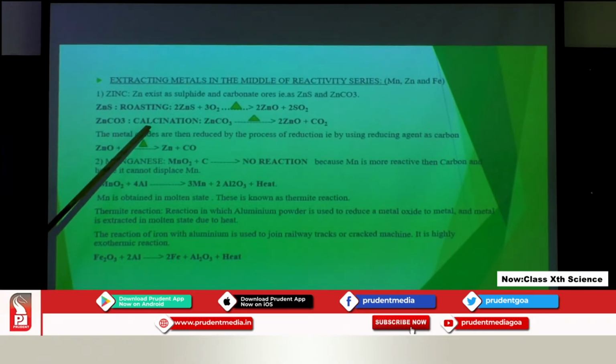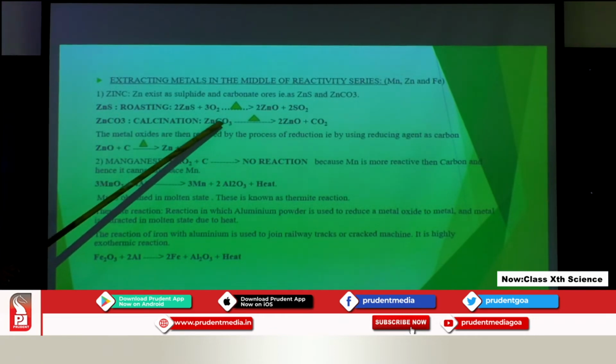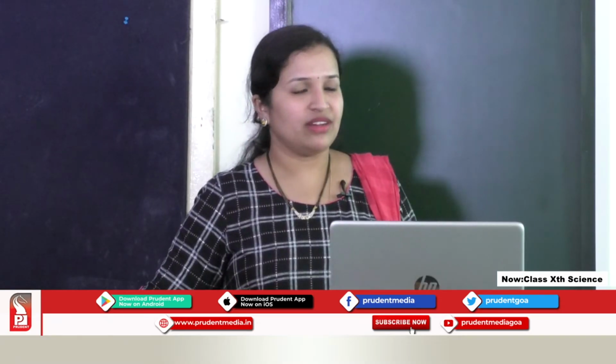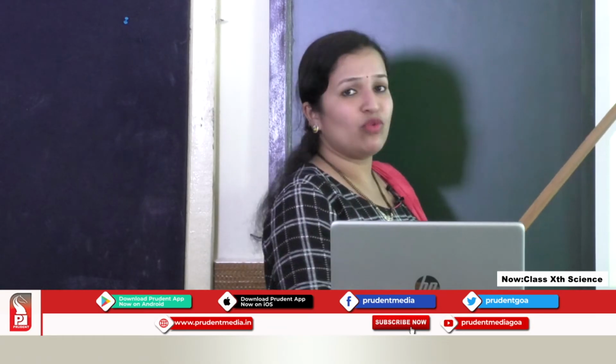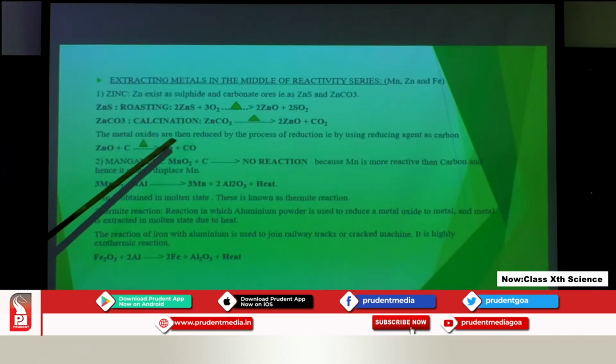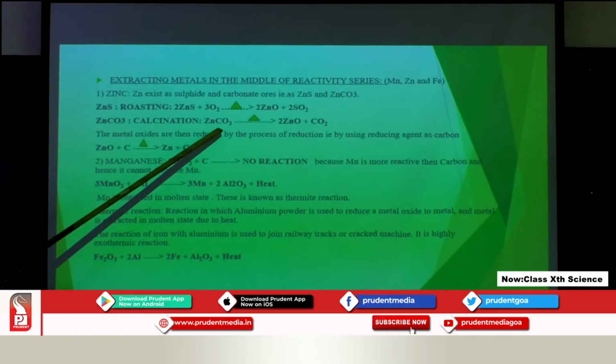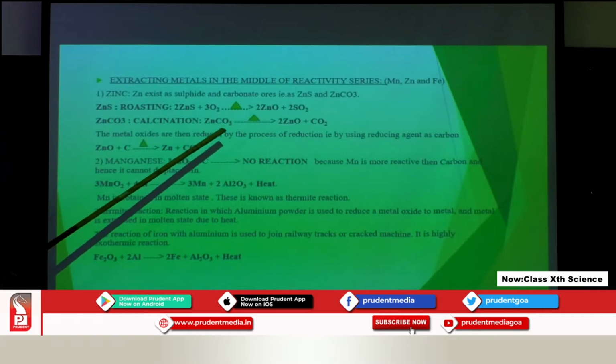Now, let us move on to the carbonate ore. We cannot do roasting here, since zinc carbonate already has ample oxygen present. So, what has to be done? We do not do roasting, we will not supply air. We will heat this ore, but in the absence of air. Here air is not supplied to this carbonate ore.